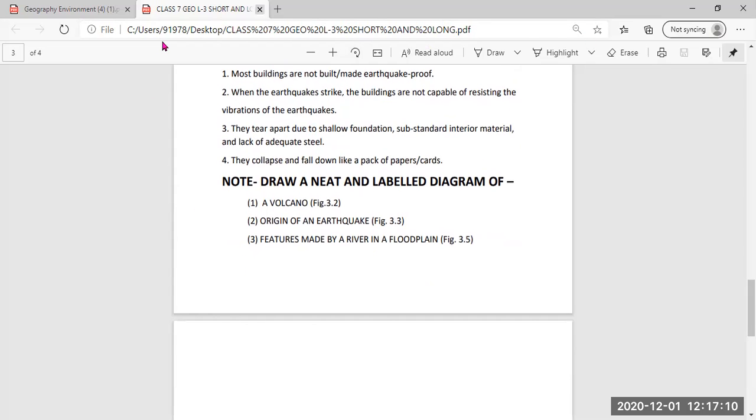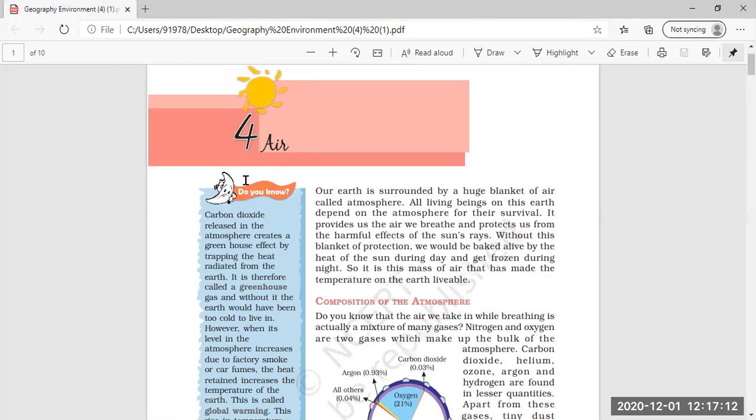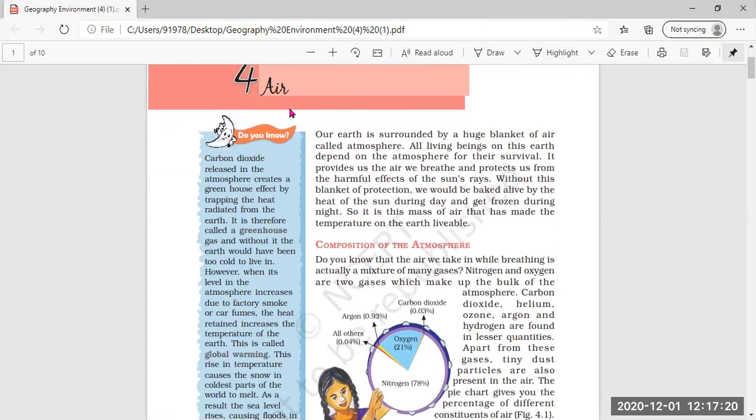Now next we are going to start with the new topic, new lesson, that is air. Now first and foremost thing, what is air? Air is the atmosphere of the earth, which is the layer of gases. We have already seen that the atmosphere of the earth is the layer of gases. Commonly it is known as air.